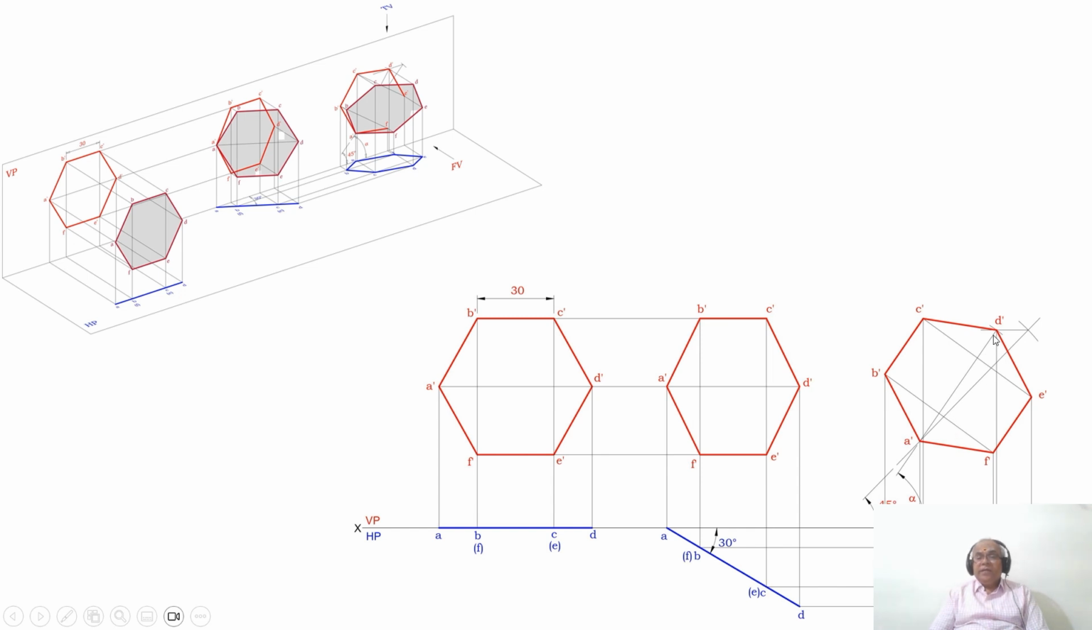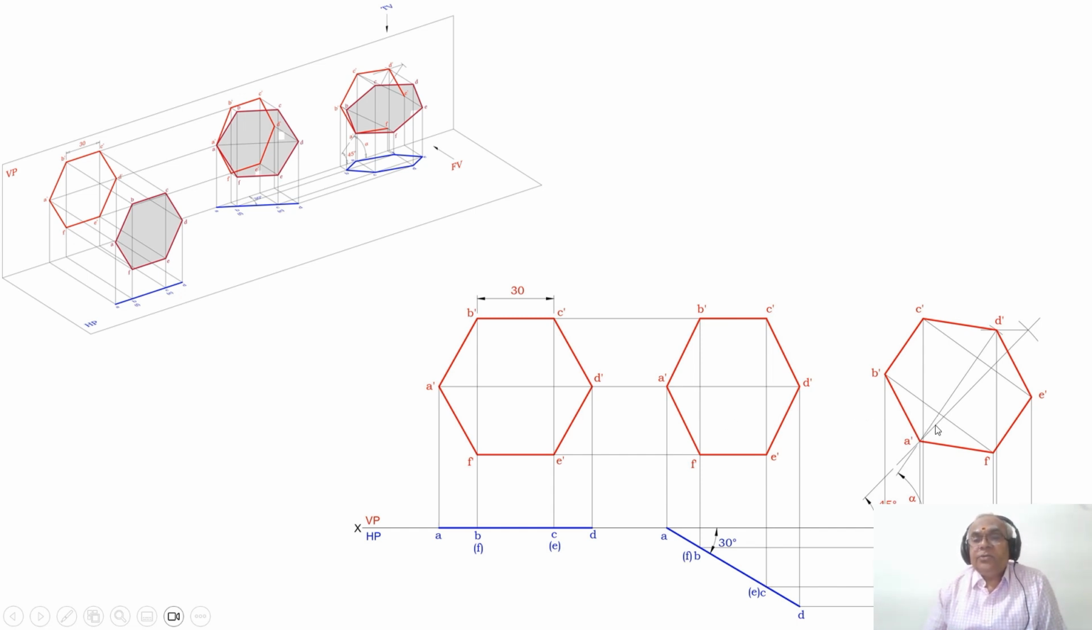Then join D dash to A dash and extend it. This angle will be alpha. Then you measure the distance from this point to F, which is the same as from this point to B dash. Similarly, from this point to E dash will be the same as from this point to C dash.